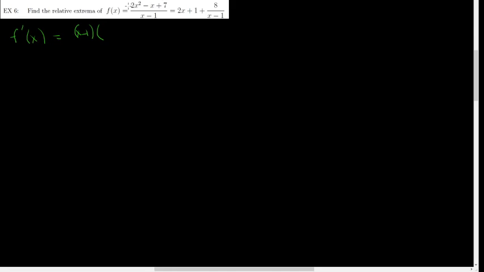By now, you should be very comfortable with taking derivatives. The derivative of the numerator is 2 times 2x, or 4x, minus 1. The derivative of 7 is 0. Minus numerator times the derivative of the denominator. So the numerator is just this, 2x squared minus x plus 7, times the derivative of the denominator. The derivative of x minus 1 is 1. All over the denominator squared. So that's the derivative.